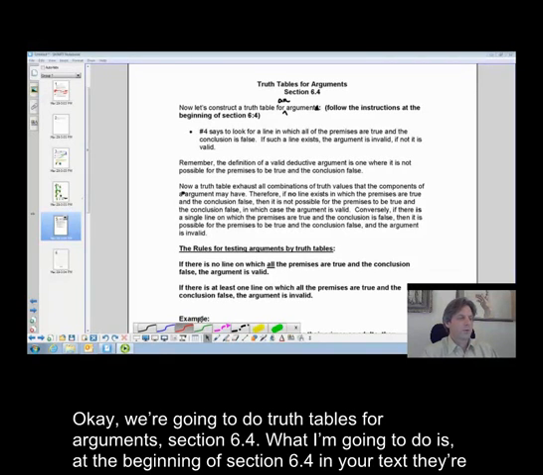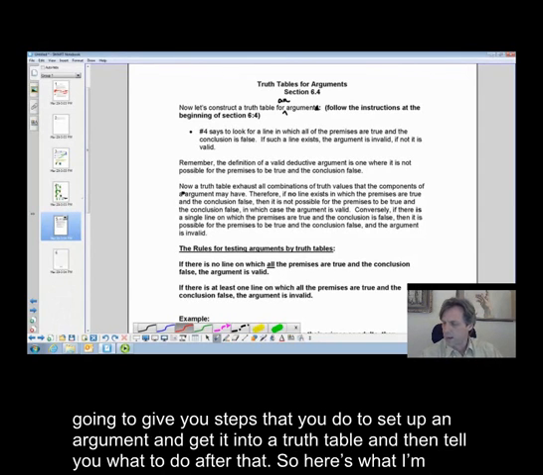Okay, we're going to do truth tables for arguments, section 6.4. What I'm going to do is at the beginning of section 6.4 in your text, they're going to give you steps that you do to set up an argument and get it into a truth table and then tell you what to do after that.